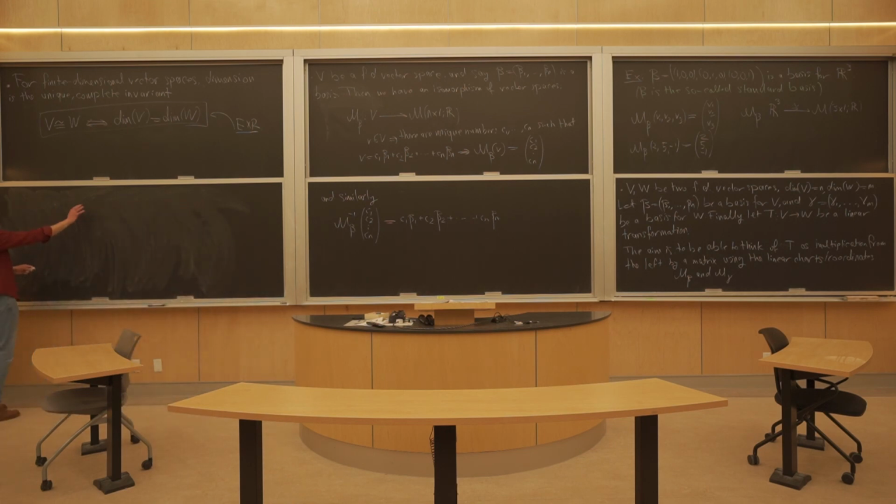So at the top, I'm going to draw an arrow from V to W, and I'm going to call it T. This represents this transformation that I'm trying to represent as a matrix. Okay, it's a linear transformation, but it is abstract. It's mysterious. I don't know what it is.